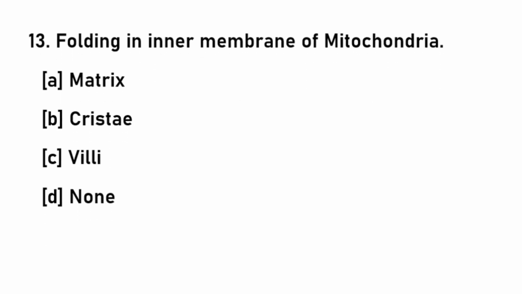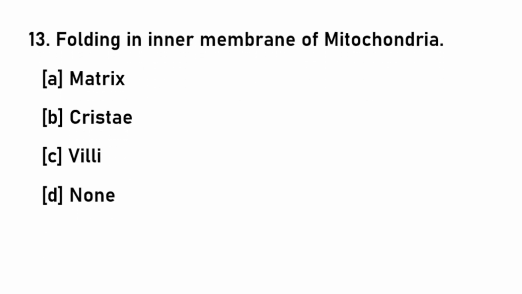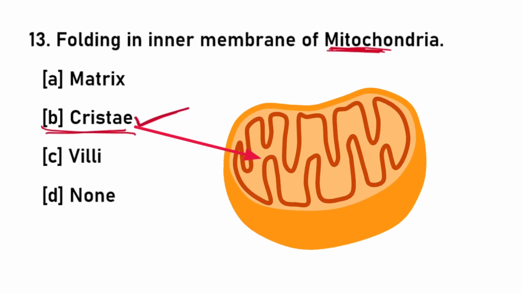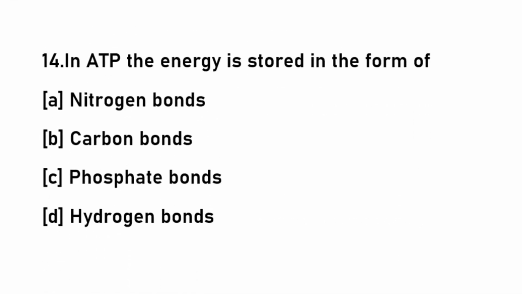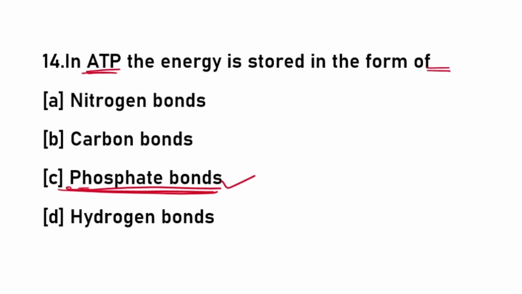Next question. What are the foldings in the inner membrane of mitochondria called? Cristae. Next question. In ATP, the energy is stored in the form of dash. Energy is stored in the form of phosphate bonds.